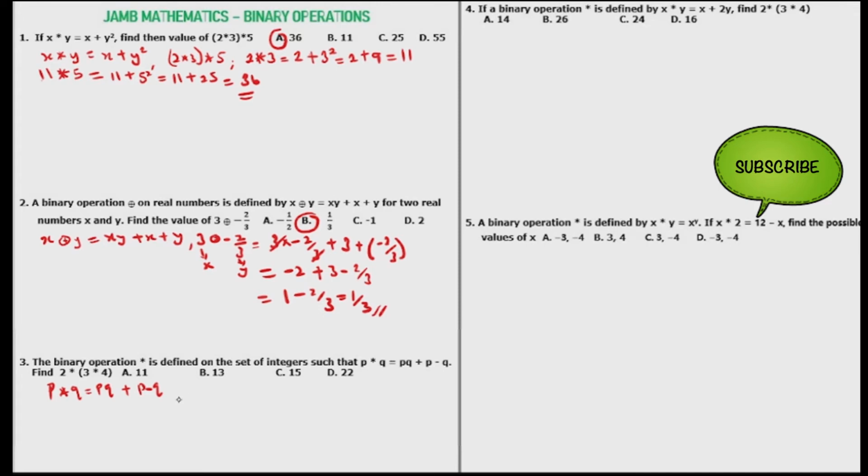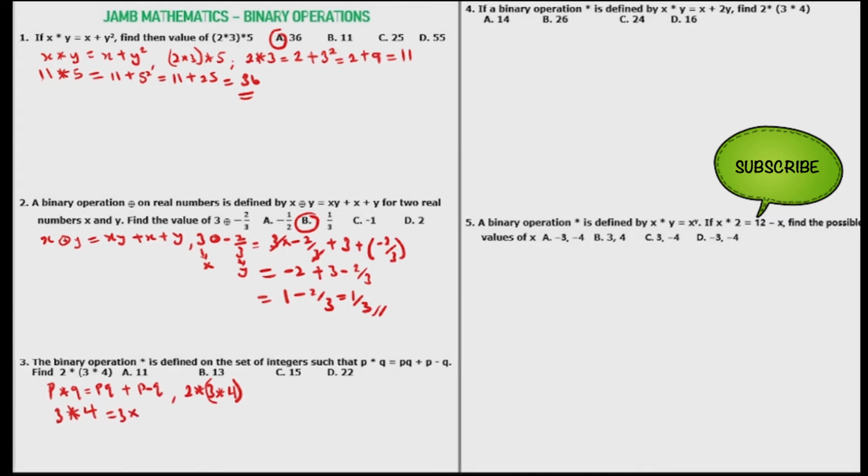We are told to find the value of 2 asterisk open bracket 3 asterisk 4 close bracket. We are asked to calculate this operation. How do you go about this one? The first thing is to find the one in the bracket first: 3 asterisk 4. Following the operation, this P is our 3 and Q is our 4.